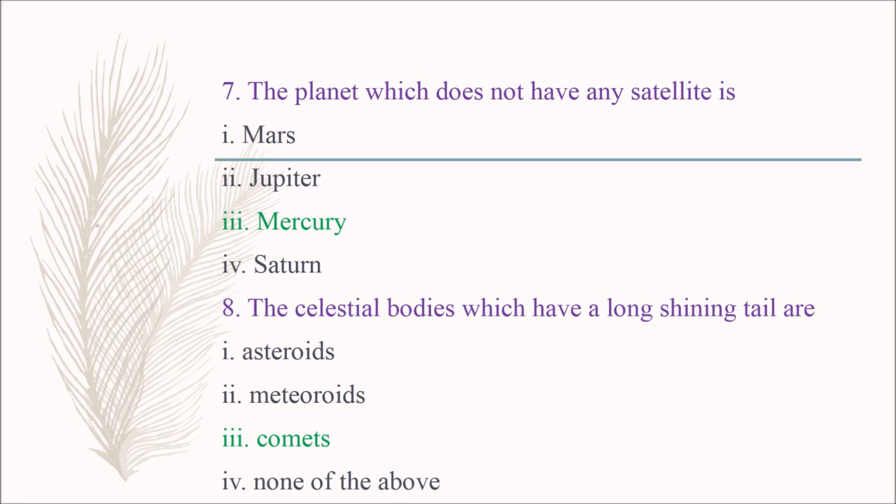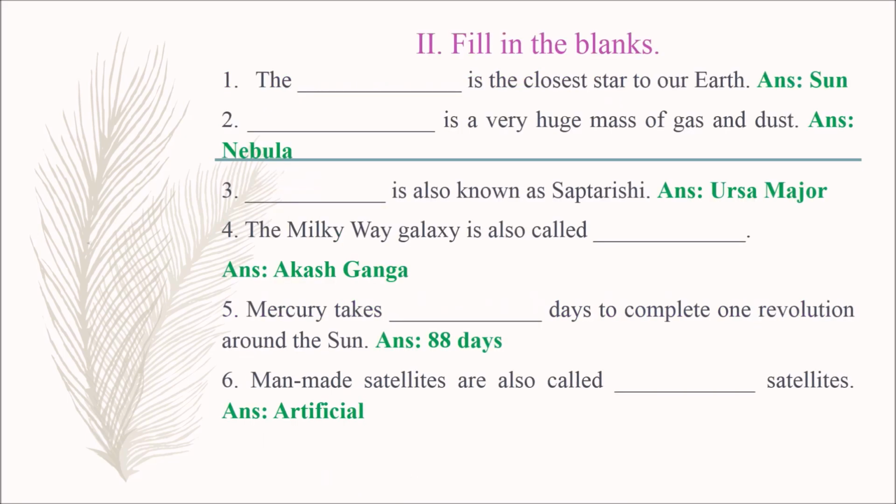Question number 8. The celestial bodies which have a long shining tail are option number 1 asteroids, option number 2 meteoroids, option number 3 comets, option number 4 none of the above. So the answer is option 3 comets. Roman letter 2. Fill in the blanks.